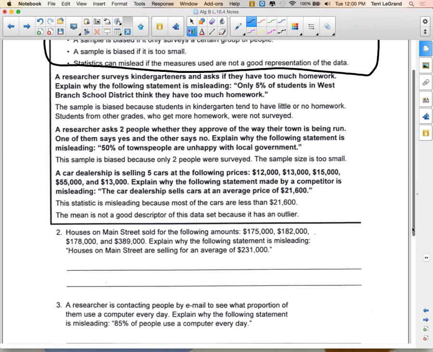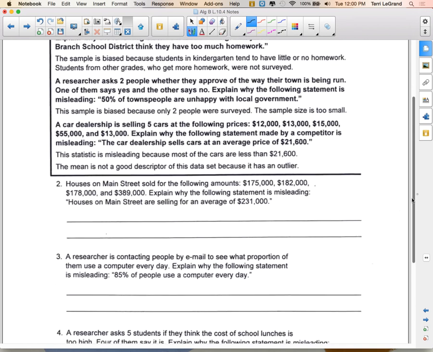And then the last one is, statistics can mislead if the measures used are not a good representation of the data. We know what measures there are. There's mean, there's median, there's mode. Those are the three measures that we would typically use to help us decide. So I'm going to leave you guys that to study.